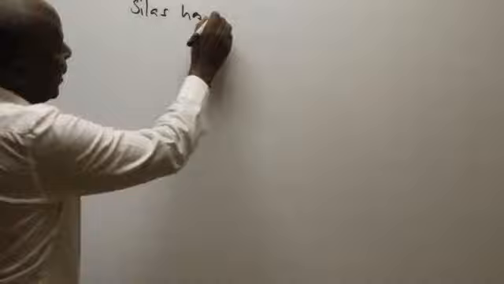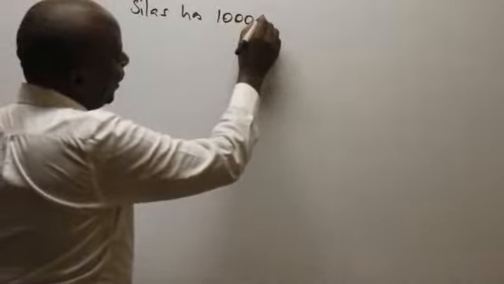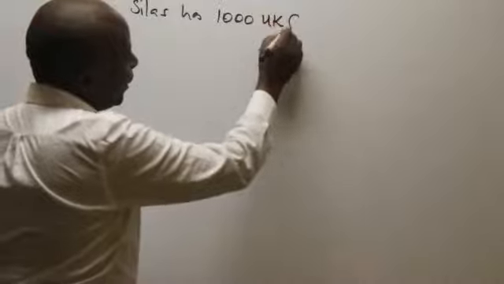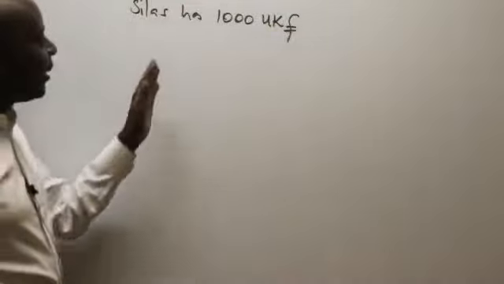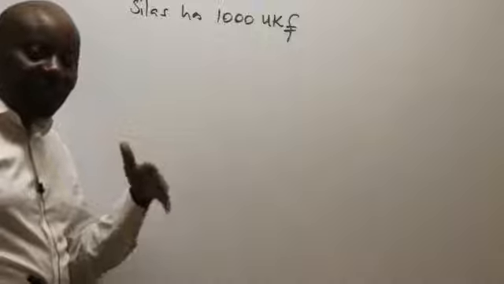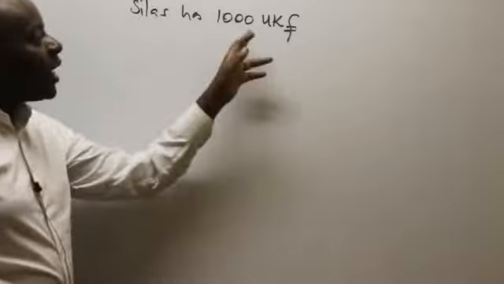For example, we have here Bwana Silas. Silas has, in this case here, 1,000 UK pounds in his pocket. I'm using Silas because I know all of us know Silas. Silas, ladies and gentlemen, is a Kenyan who has foreign currency.